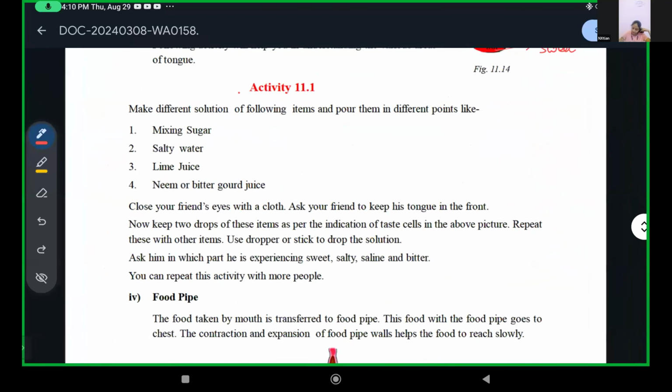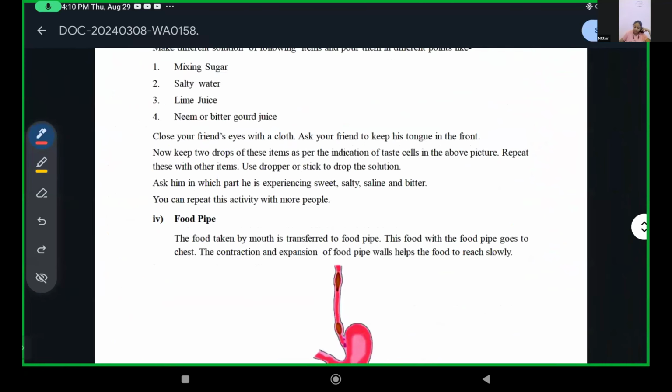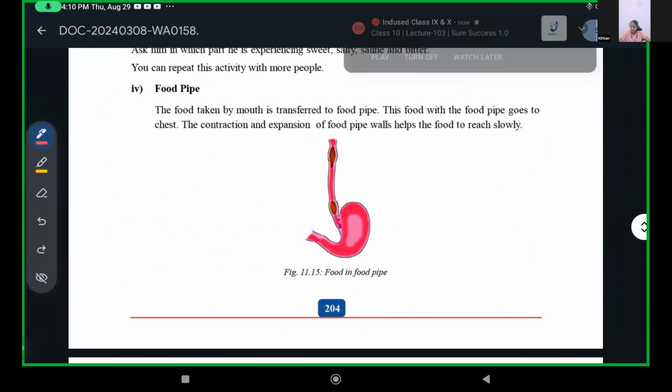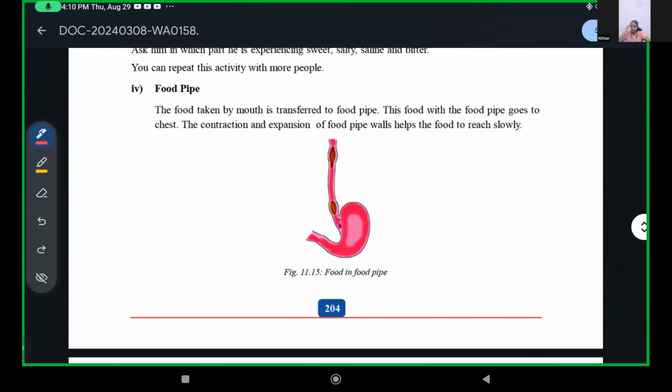This is an activity. You can read it out, okay? Then the next is food pipe. Food is taken by mouth and transferred to the food pipe. With the help of the food pipe, the food goes to the chest. The contraction and expansion of the food pipe walls helps the food to reach slowly.